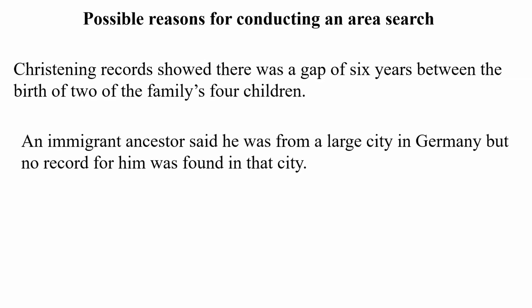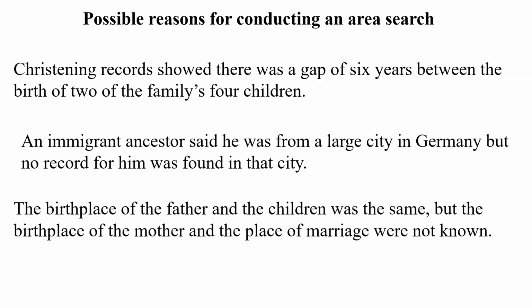The second, if an immigrant ancestor gave the name of a large city in Germany as his place of birth, but no record was found in that city. Immigrants often gave the name of the larger government city to which their village belonged, and not their place of birth. The third is where the birthplace of the father and the children was the same, but the birthplace of the mother and the place of marriage were not known.